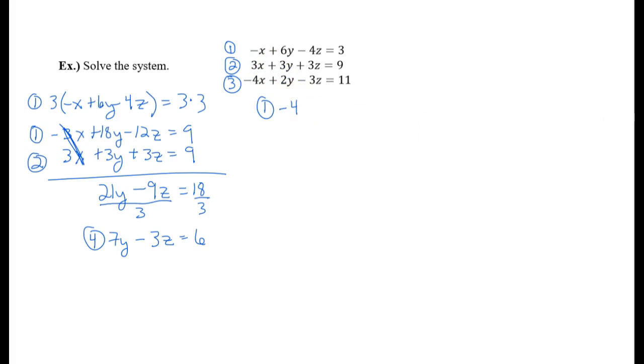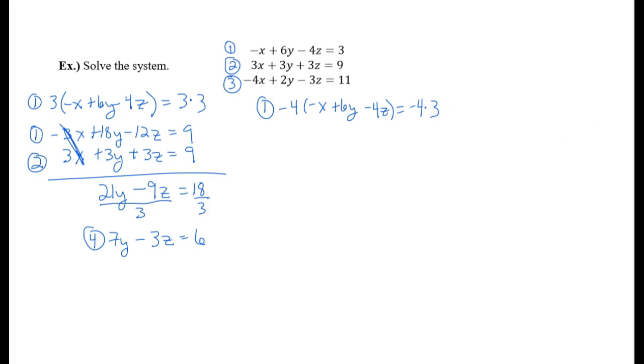I'm going to multiply the left-hand side, making sure I hit all of my terms. It's so easy to lose signs, lose numbers here. So I multiply my left-hand side by negative 4 and my right-hand side by negative 4 to keep it equal.